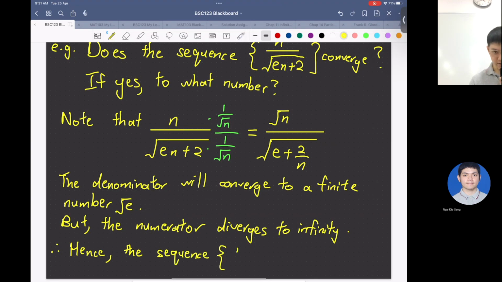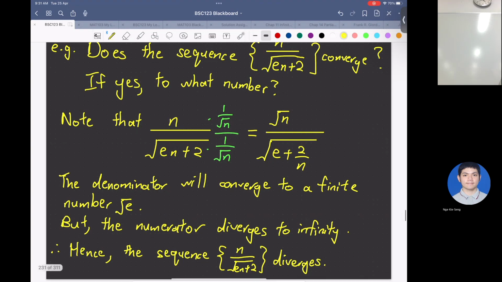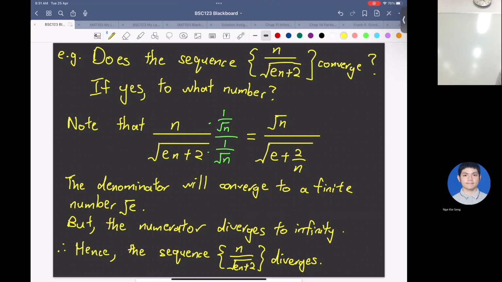Is there any way to make this sequence converge? Let's say you can change the sequence a bit. Can you make it converge or not? Following the idea just now, we said that the numerator increases faster than the denominator. Unless you give enough power to the denominator to increase as well, so that you can decrease the whole term, because now the bottom is going towards a constant. So if you increase the power of the denominator, probably you can make this sequence converge.